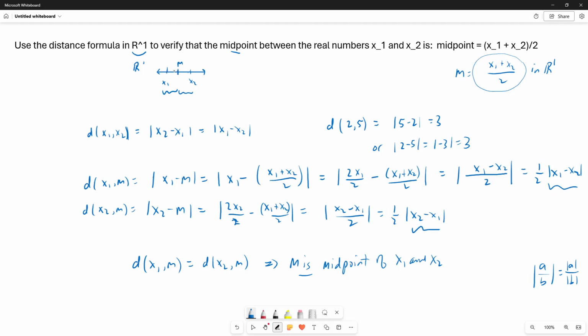The distance between x1 and m is the same as the distance between x2 and m, so m must be right in the middle between x1 and x2. Assuming here, of course, that x1 and x2 are different numbers. So maybe we should have said between the distinct real numbers. Because if x1 equals x2, then x1 minus m will equal x2 minus m for any m. Okay.